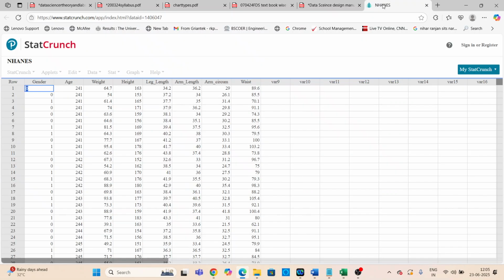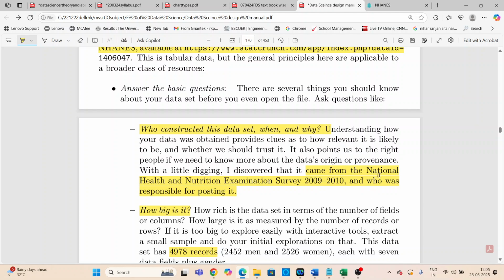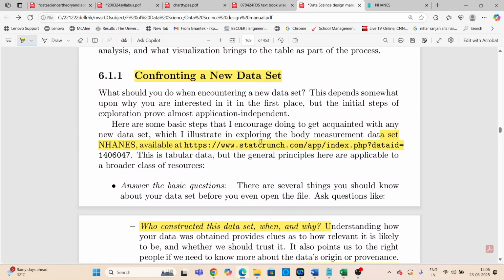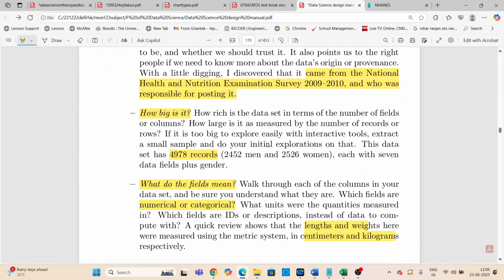So as far as this data set is concerned, which you are seeing on the screen, this data set is created by the National Health and Nutrition Examination Survey 2009-2010. Okay. The short form of National Health and Nutrition Examination Survey is NHANES. So the first question, whenever a new data set comes, is who prepared this, when, and why.